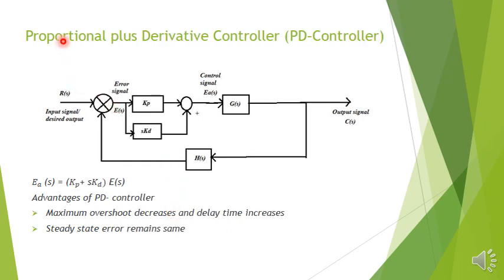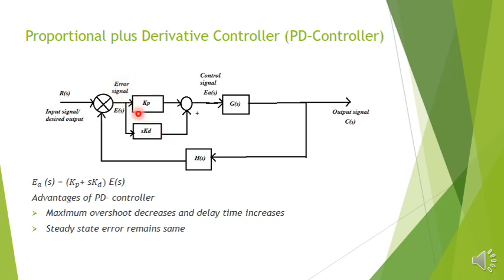Next, the proportional plus derivative controller. Here, this controller is a sum of the proportional as well as the derivative part. So this control signal is a combination of the proportional as well as the derivative part. In the S domain, derivative means S into derivative. So here the actuator signal, control signal E of S, is KP linear combination and S KD derivative part of the error signal. So it is the linear combination of the proportional as well as the derivative part of the error signal.